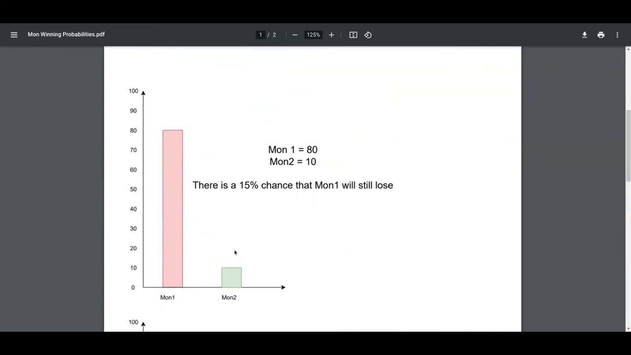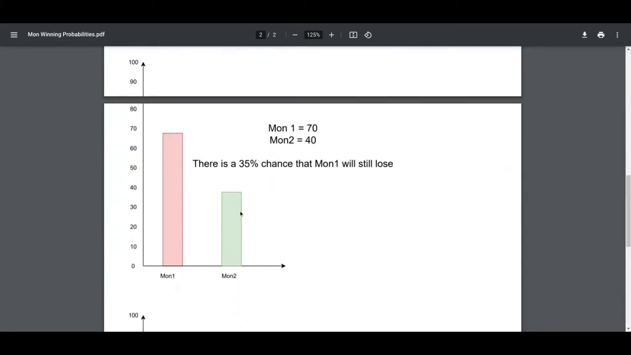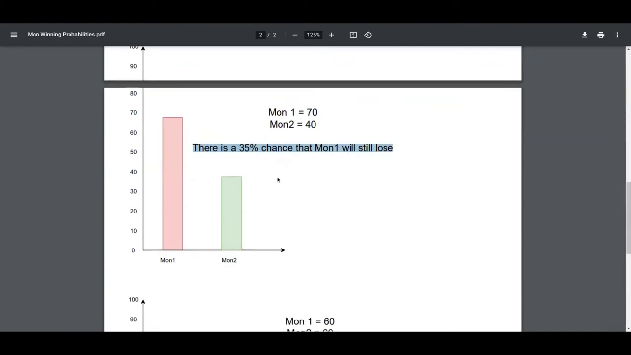Now let's bring down this gap a bit. So let's say Mon 1 has a rating of 80, the second one has a rating of 10. Now there is a 15% chance that Mon 1 will still lose, even though this gap is quite evidently huge. Now bringing the gap even further down, let's say Mon 1 has a rating of 70 and Mon 2 has a rating of 40. Now there is a 35% chance that Mon 1 will still lose, even though there is a small gap between their ratings.